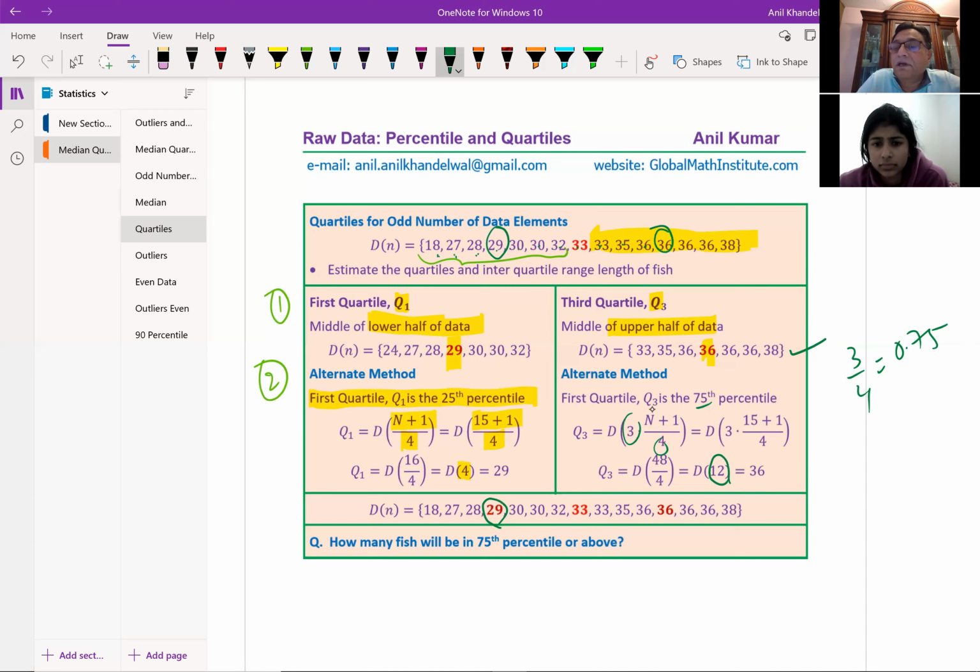I'll split this class into two parts. In part A, we'll discuss how to find mean and quartiles when discrete data is given to us. In the next half, we'll discuss how to find the same things when continuous data is given to us. That will give you a very good overview of this topic. Let me share the screen and we'll work from there.